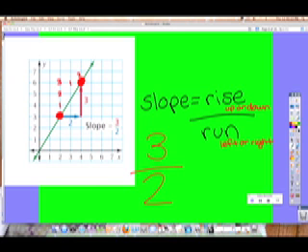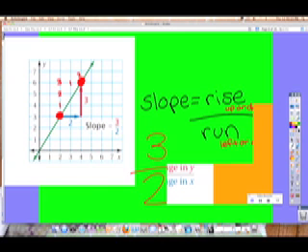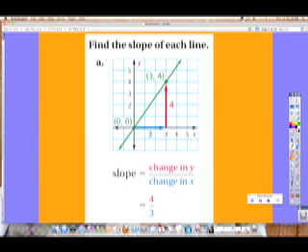Which way do you go first if we're doing slope? Up. Okay, let's count it out together. It's kind of nice because they've already labeled it. So do we count this spot right here? Nope. So it's up 1, 2, 3, 4. Do you see that? Yep.